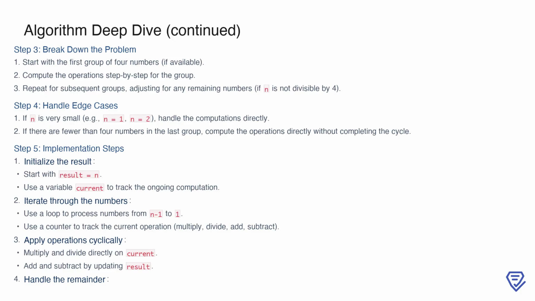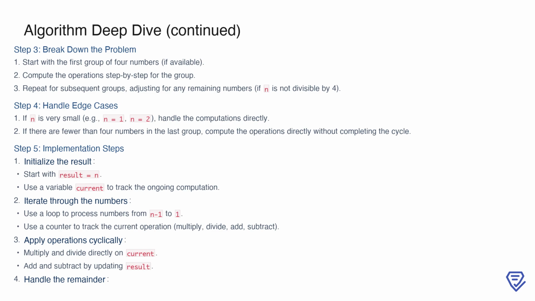First, process the numbers in groups of 4 when possible, applying the operations in the specified order. For each group, calculate the result step by step, ensuring that you handle truncation for division. When the number of integers is not a multiple of 4, the leftover numbers at the end are handled directly, without completing the entire cycle. Small values of n, like 1 or 2, are special cases and should be dealt with separately since no full operation cycle can be performed.